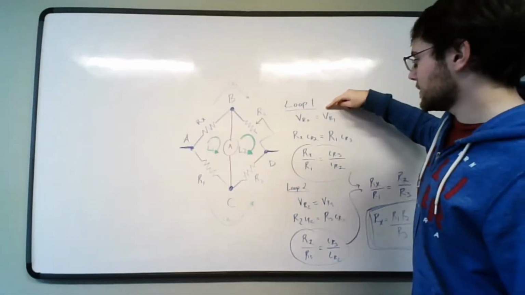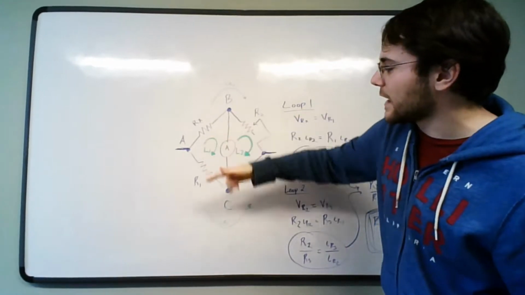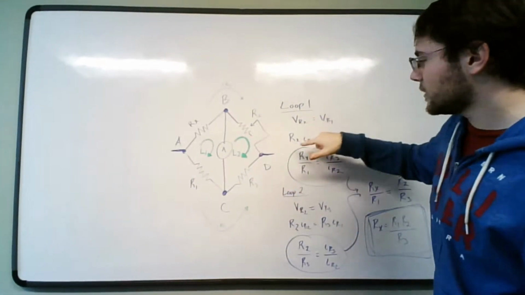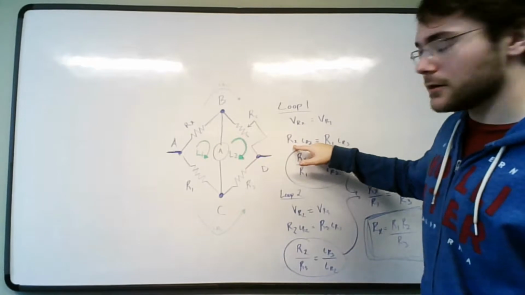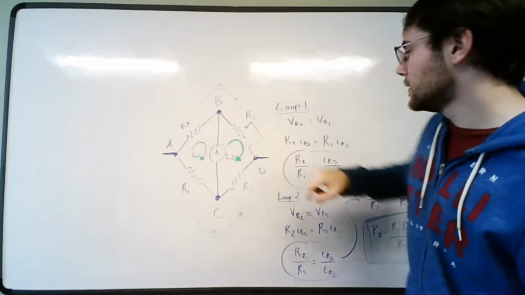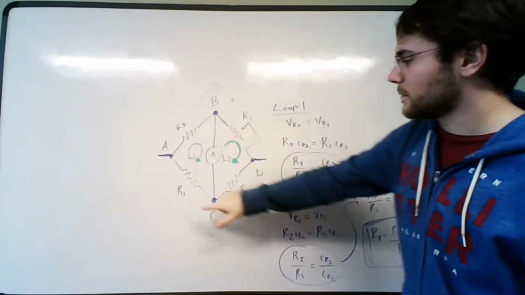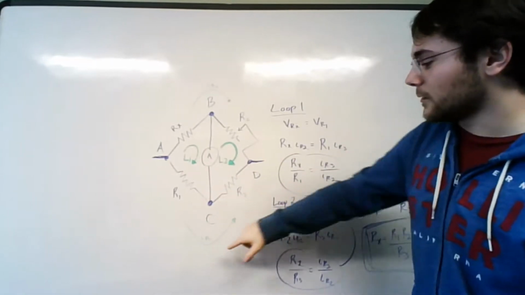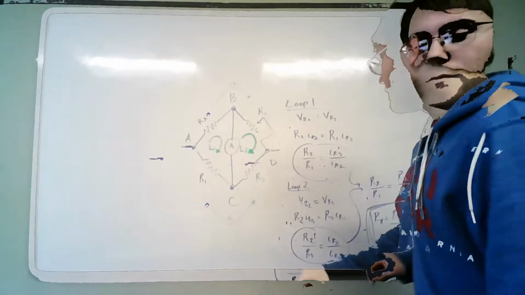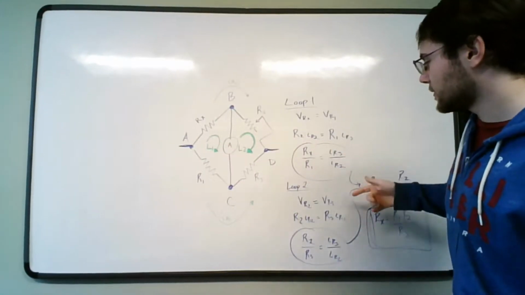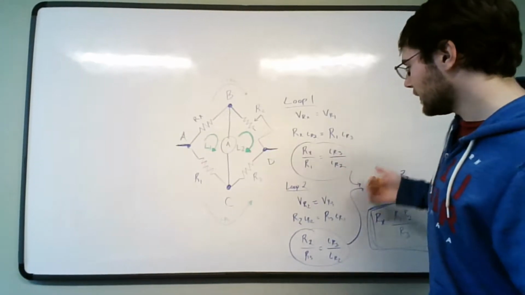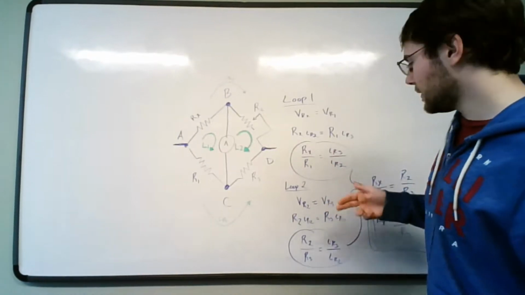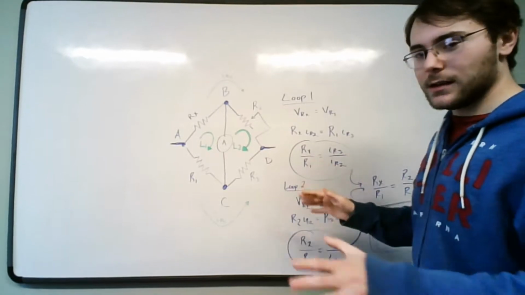Taking that equation of the voltage across Rx equal to the voltage across R1, I can substitute in Ohm's law to get the resistance of the unknown resistor times current 2, since it's up here, equals the resistance of this resistor down here times its current, which is current 3. Now I can rearrange that equation so the resistors are on one side and the currents on the other, and I'll get Rx over R1 equals current 3 over current 2. I'm going to keep that for later.